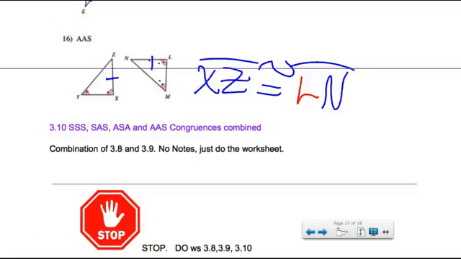You should stop here. You're going to do worksheet 3.8, 3.9, and 3.10. And 3.10 is a combo of 3.8 and 3.9. On 3.10, you can do the odds only. Have a good one.